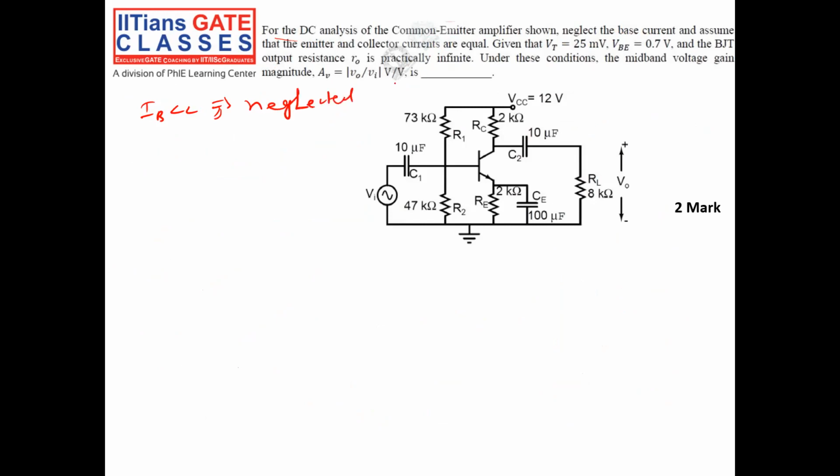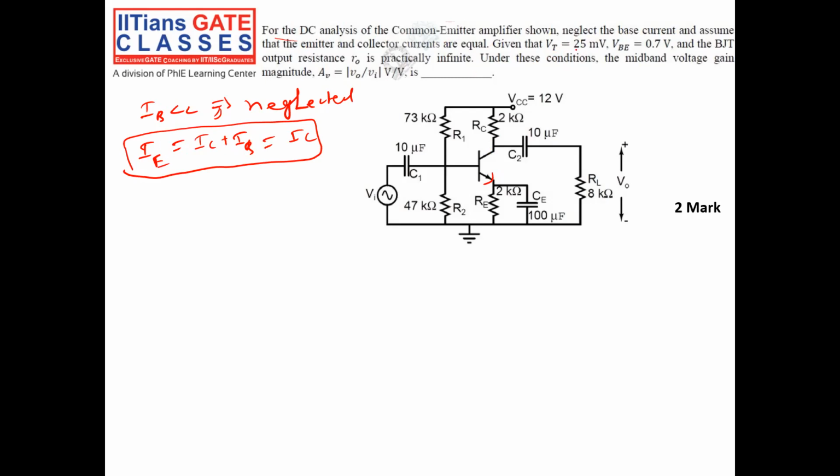Okay, so if IB is very small, we know the emitter current IE is equal to IC plus IB. Since IB is neglected, IE is equal to IC, the collector current. This is the meaning of neglecting my IB: IC is equal to IE. This is the first condition. Assume that emitter and collector current are equal. When you neglect IB, definitely they will be equal.